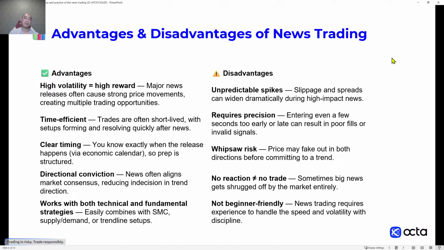We want to focus on news trading. I want to go through very quickly the theories for tonight. There are obviously a couple of advantages and disadvantages, so we'll talk more about the advantages first.